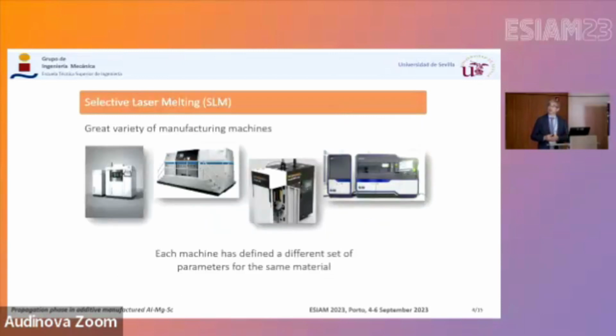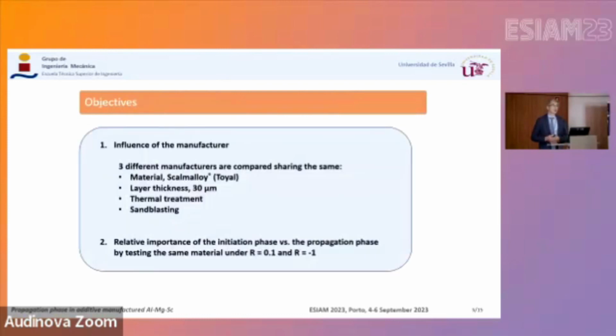And also, since we have specimens coming from different machines, as we know, we have many different parameters in the manufacturing of these pieces. Each machine may have different parameters. Even with the same machine, different laboratories may choose different values of these parameters. So this also influences life, and this is also something that we wanted to see in this study. So these are the two objectives of this work.